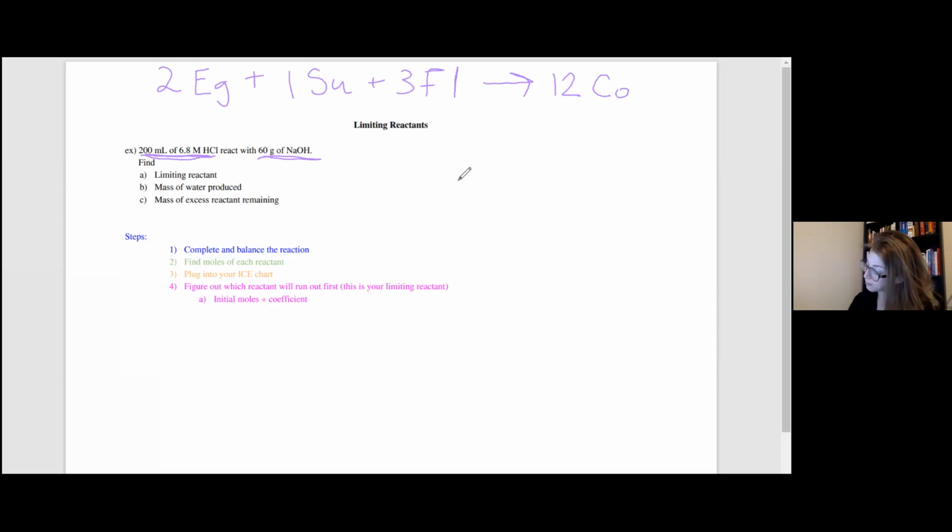Our first step will always be to complete and balance the reaction, because like my analogy above, the coefficients tell us how quickly we're using something up. So HCl is reacting with NaOH, HCl plus the NaOH. You'll want to stop and think about what type of reaction is this? Is this a double displacement? Is it an acid carbonate? Is it a decomposition? So stop and think about that.